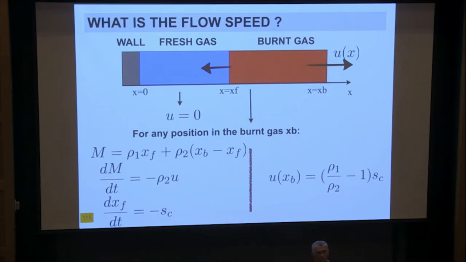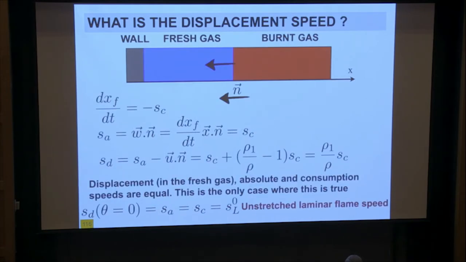So there is a blast behind the flame. The burnt gases are evacuated at high speed, which, you know, probably is an intuitive result.